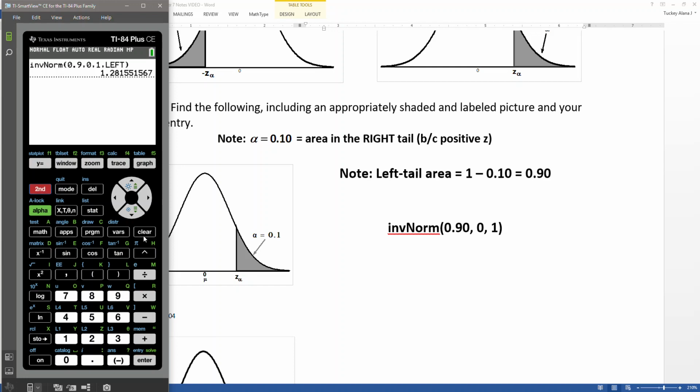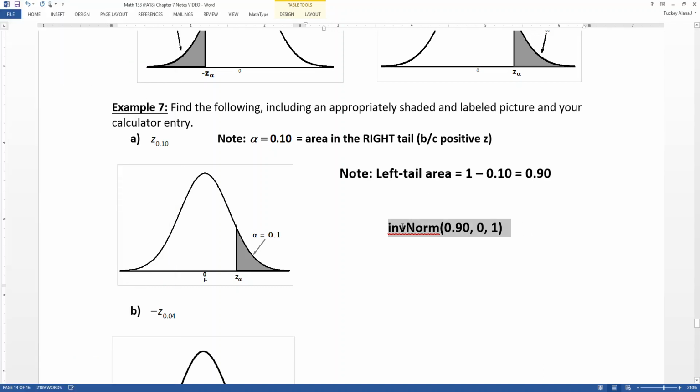I could do it a different way with my calculator. So with my calculator, I could say 0.10, but I just tell it that that's the area in the right, because I have this new operating system on my calculator. So if I tell it 0.10 on the right, there we go. I get the same answer, 1.282.